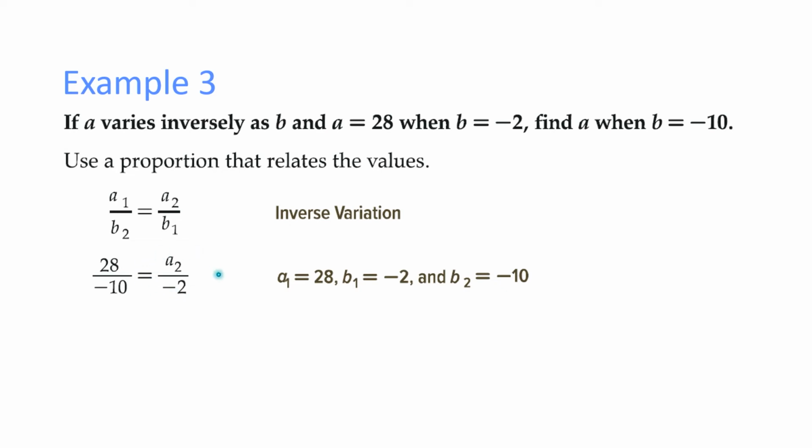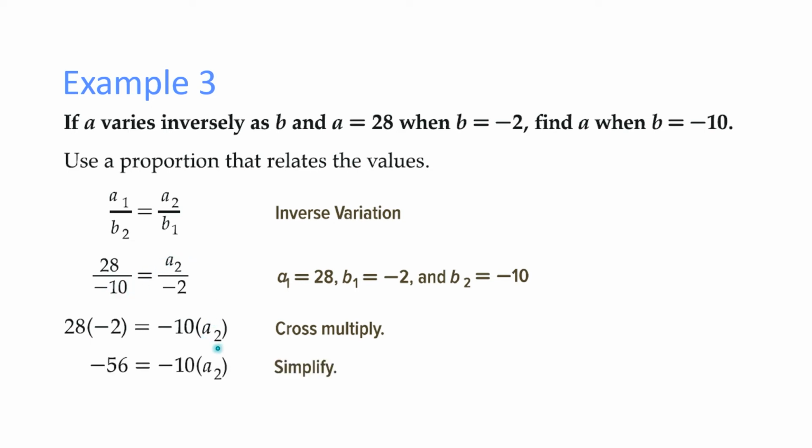After substitution, we are going to use cross multiplication. So 28 will multiply with negative 2, and negative 10 will multiply with a2, using the technique of cross multiplication. If we simplify this, this gives us negative 56 equals negative 10 a2. If you divide each side by negative 10, a2 will equal 5 and 3/5.